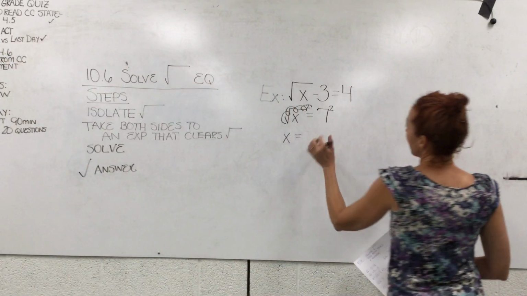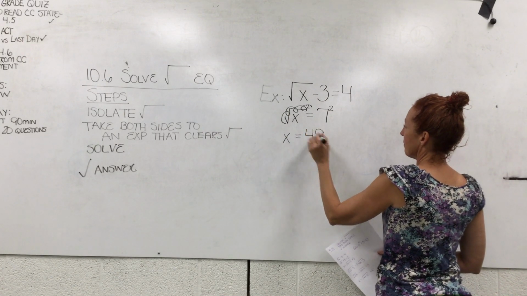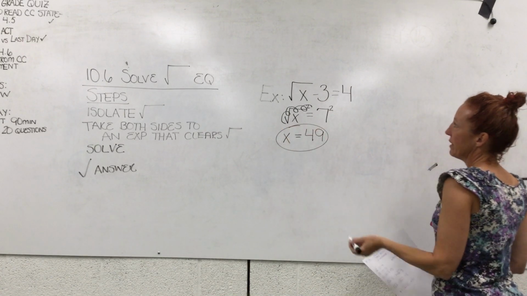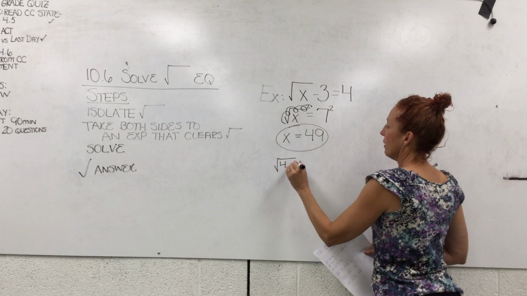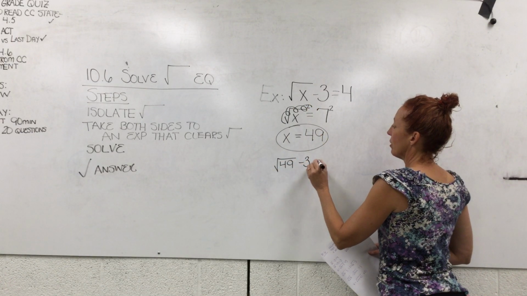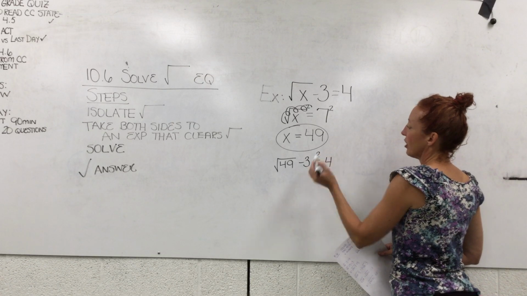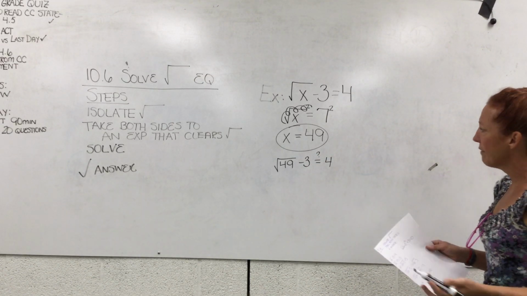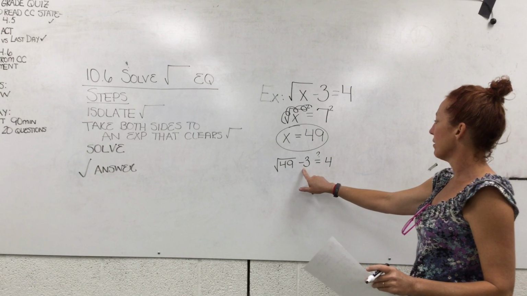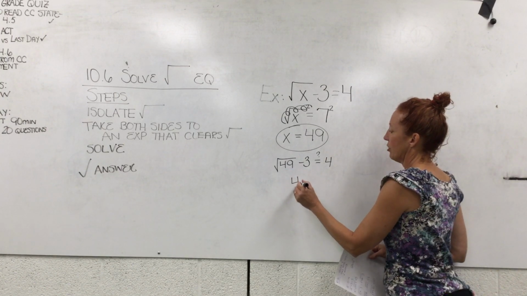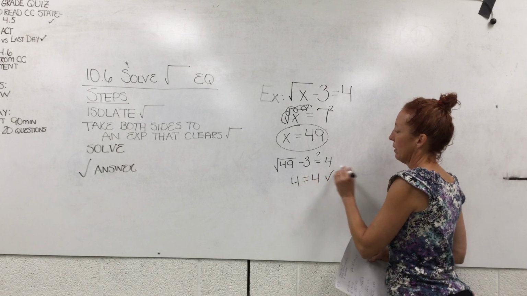And so 7 times 7 is 49, and we're done. We need to check, so you need to plug that 49 back in and make sure, do you really get 4? The square root of 49 is 7. 7 take away 3 is 4. So yes, it does check, 4 equals 4, and you're good.